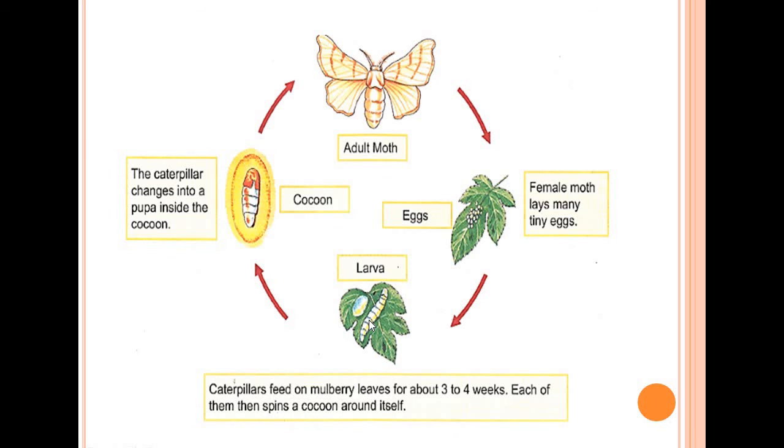This is a silkworm. After that a cocoon is formed around the pupa. This is the cocoon. The caterpillar now changes into the pupa inside the cocoon. The pupa forms the cocoon around itself, and then, if it has not been boiled, the pupa is converted into the adult moth. So this is the life cycle of the silk moth.